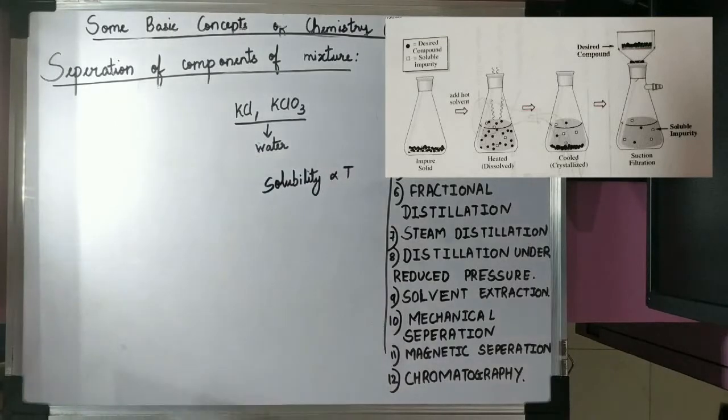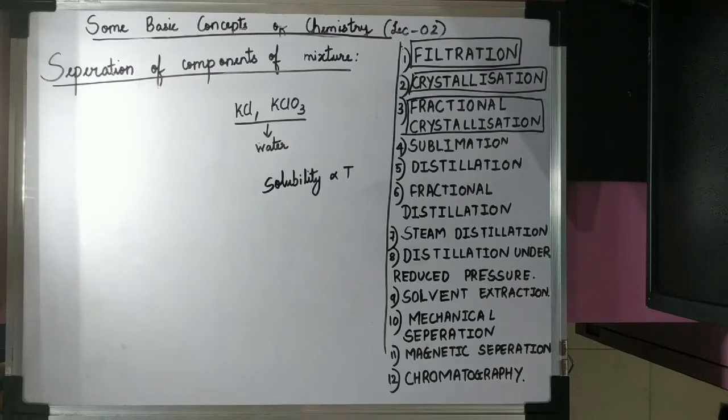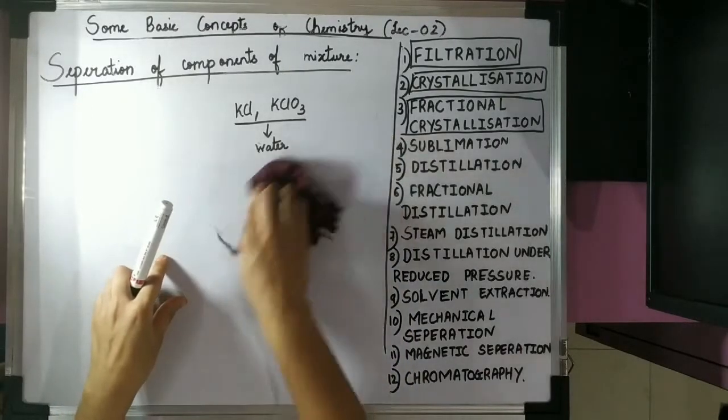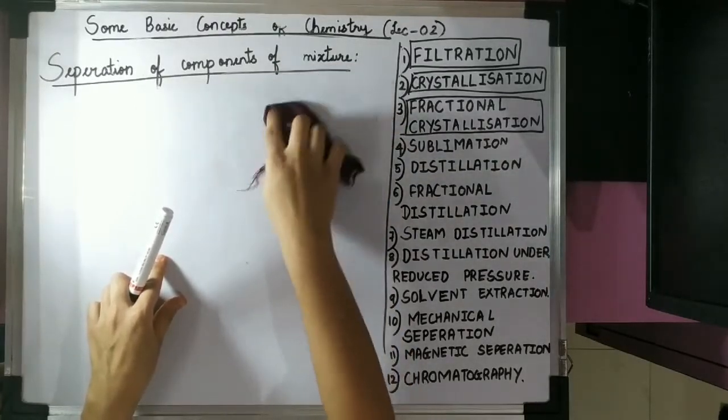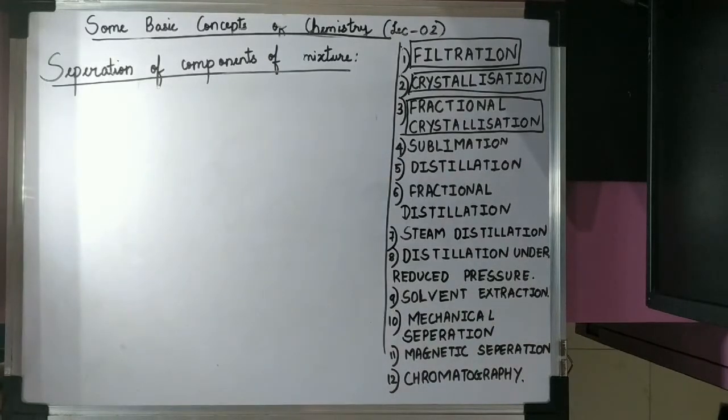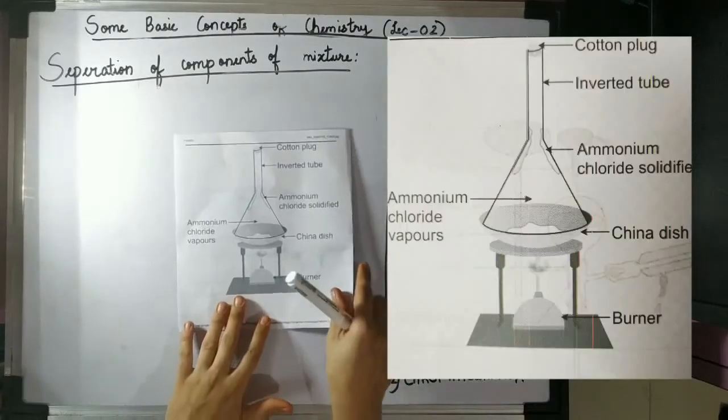Okay, so the next method is sublimation. From the word, we have learned in our 8th and 9th standards that it is the direct conversion from solid to gaseous phase. So in sublimation, we are trying to separate based on the sublime nature of a substance. So this is the technique used.